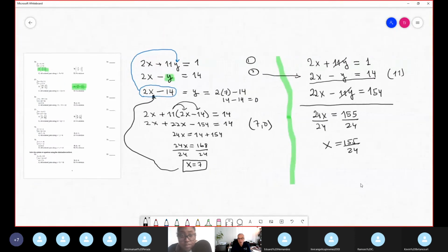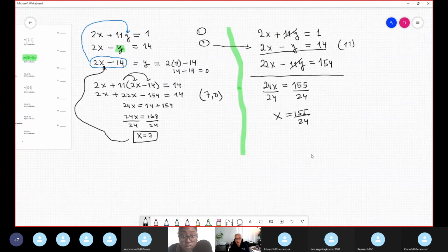So okay, in order to find the y value, we're using either equation. Suppose, in my opinion, the easier equation is this.